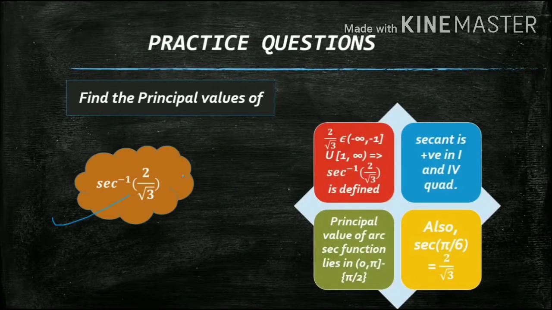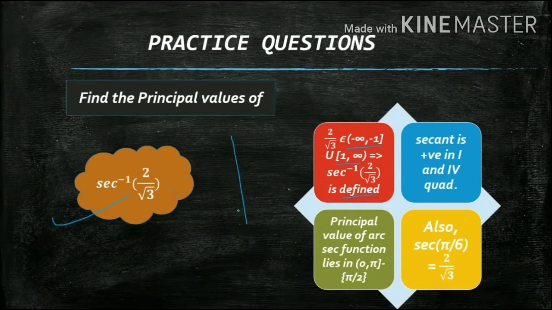This is the solution. Again, now clearly remember the domain. So 2 by root 3 belongs to (-∞, -1] union [1, ∞). Now here the numerator is greater than the denominator, so this value will be greater than 1. So it will lie in this [1, ∞). That means sec inverse of 2 by root 3 is defined.